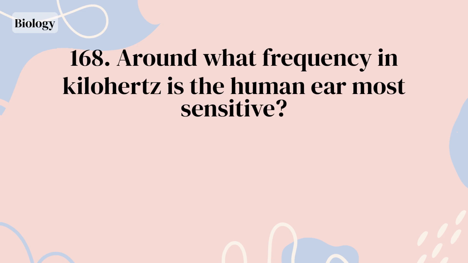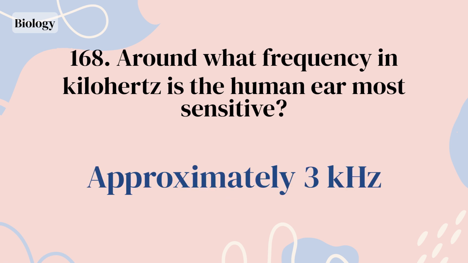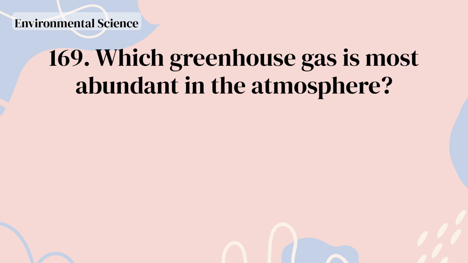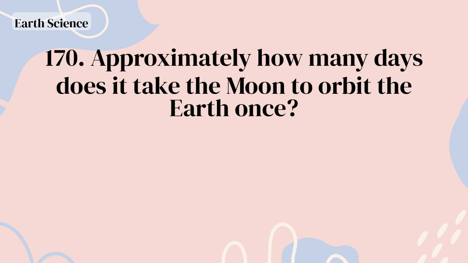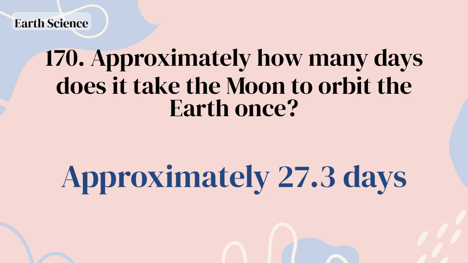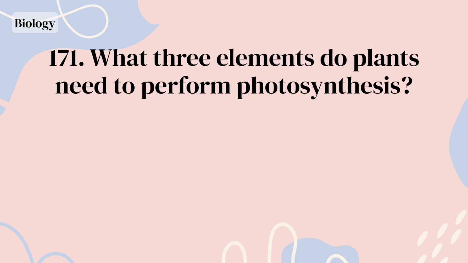Around what frequency in kilohertz is the human ear most sensitive? Approximately 3 kilohertz. Which greenhouse gas is most abundant in the atmosphere? Water vapor. Approximately how many days does it take the Moon to orbit the Earth once? Approximately 27.3 days. What 3 elements do plants need to perform photosynthesis?